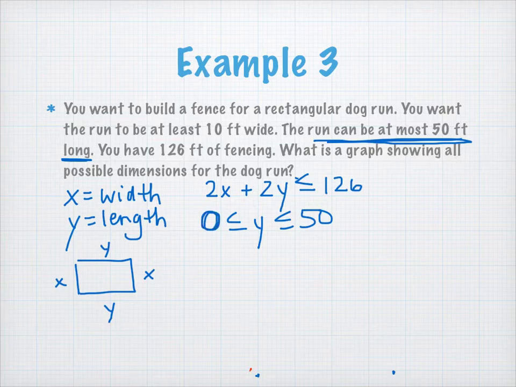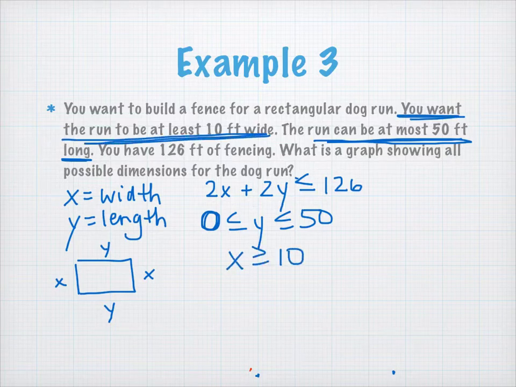And we're going to be able to do the same kind of thing with the previous one, where you want the run to be at least 10 feet wide. Well, x is going to be at least 10. We don't have an upper limit for x. We just know that it's got to be at least 10. And so now I have 3 inequalities that I can use to graph and to figure out my situation here.